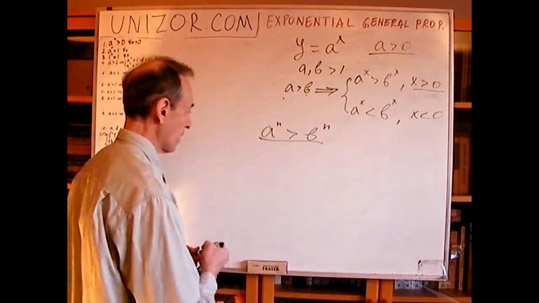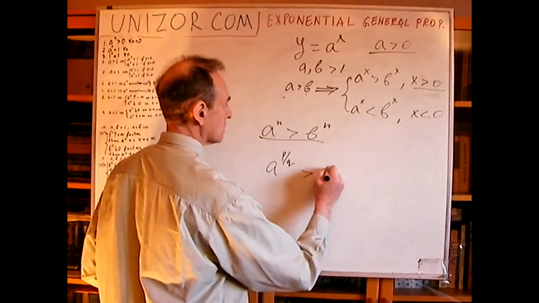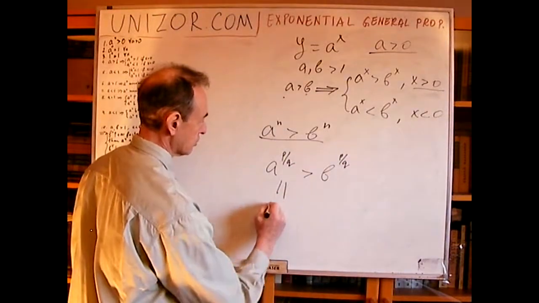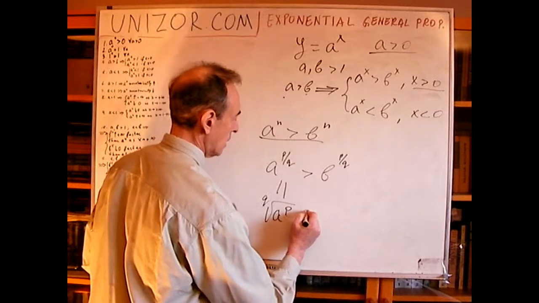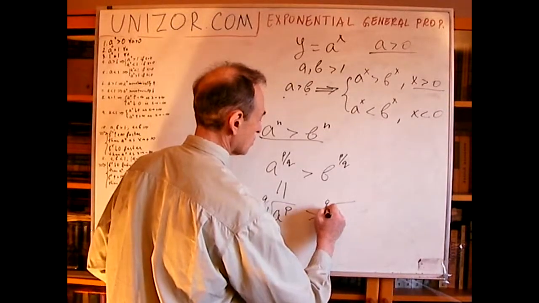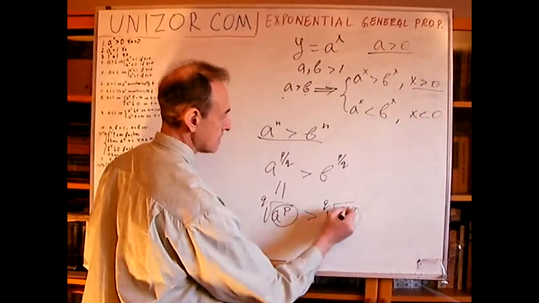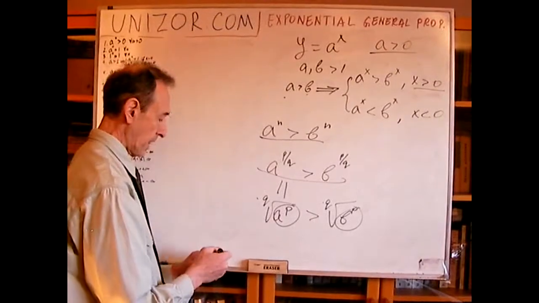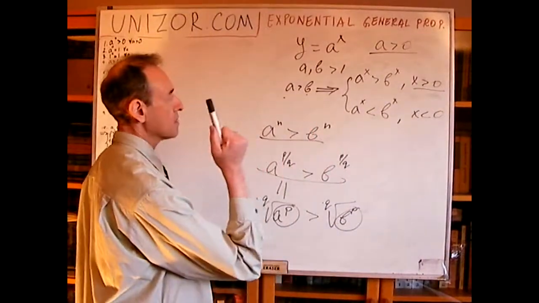Now, from this we expand it to positive rational numbers, because a to the power of p over q is greater than b to the power of p over q, because this is equal to the q's root of a to the power of p, and this is the q's root of b to the power of p. If this is greater than this, then the q's root should be also greater, and that's what this is. Alright, so we proved it for positive numbers.